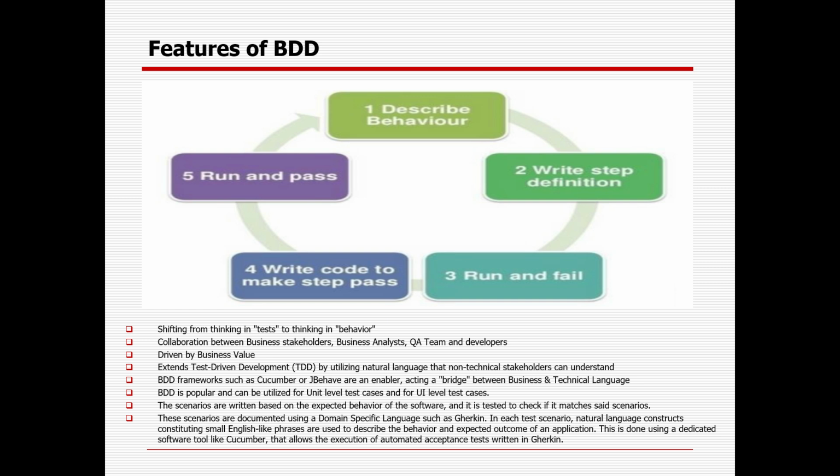These scenarios are documented using a domain specific language. The language name is Gherkin. In each test scenario, a natural language construct, consisting of small English like phrases, is used to describe the behavior and expected outcome of the application. This is done using a dedicated software tool like Cucumber that allows the execution of automated acceptance tests written in Gherkin language.